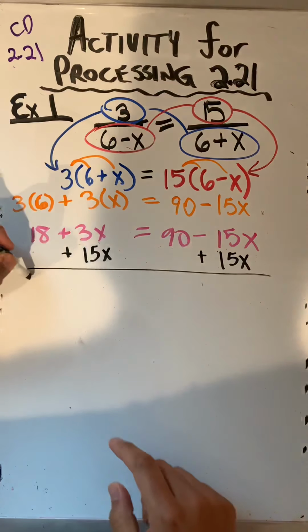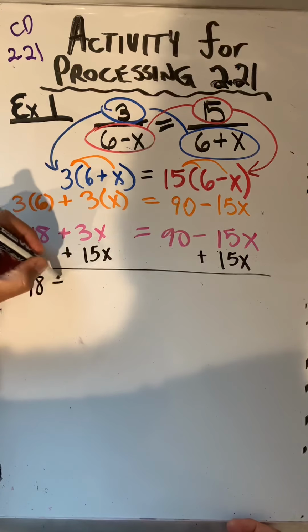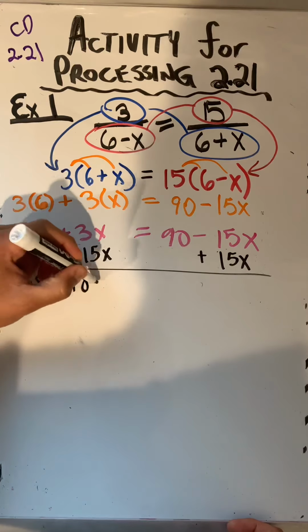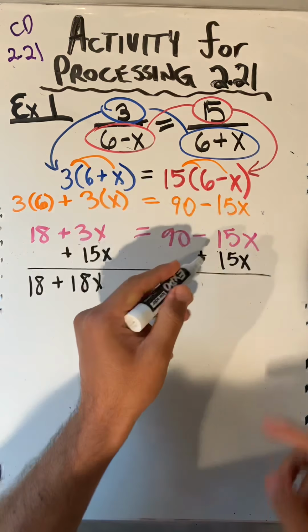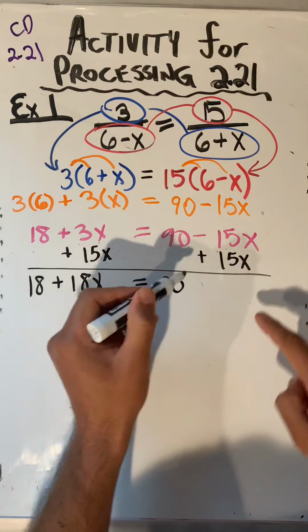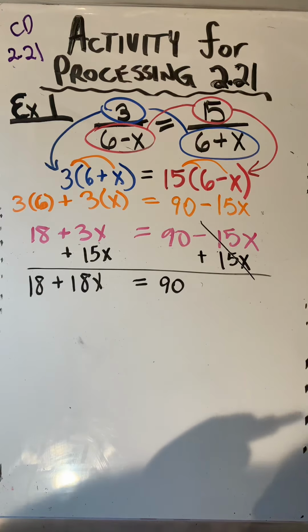So now we're going to drop down this 18. Nothing was done on it. And then 3x plus 15x, that's going to give us 18x. On the right side, nothing was done with the 90. And then you will notice that negative 15x and plus 15x give us 0x because they cancel out. So we're done with that.